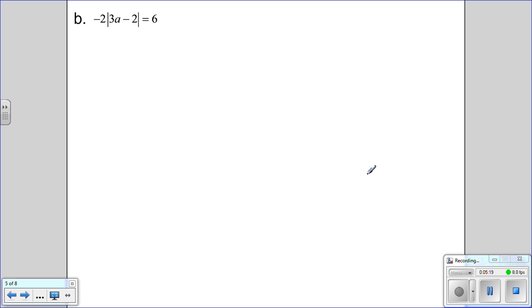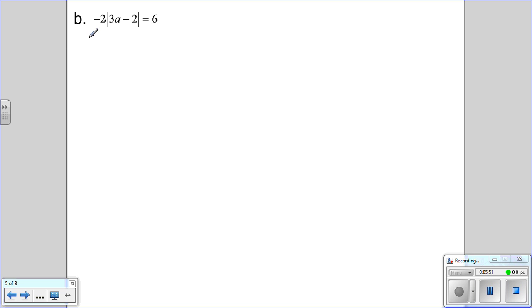Let's try this one. Okay, so this time there's a negative 2 outside of the absolute value bar, so it's negative 2 times the absolute value of 3a minus 2, and that equals 6. So this means times. Now you want the absolute value part by itself, all alone, and so if you ever have terms outside of it, you have to cancel those out. It's illegal here to distribute. That doesn't work. Some students try to do that, but these are absolute value bars. They're not parentheses, and so we can't use the distributive property.